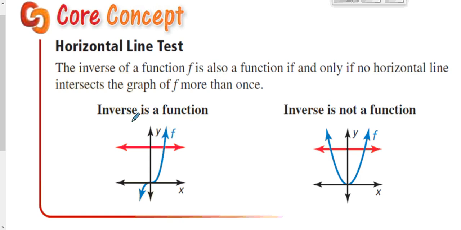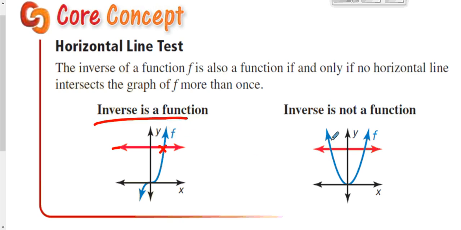So if I have my original function right here, this cubic function, instead of drawing a vertical line to see if it's a function, I know it's a function. I want to know if the inverse is. So I can draw a horizontal line through there, and it only hits one time, so it's a function. So the inverse is a function.